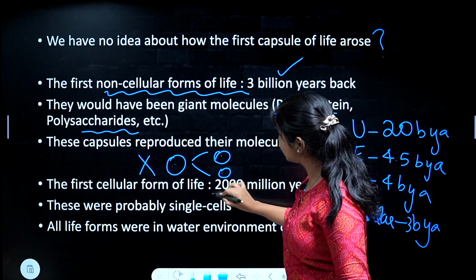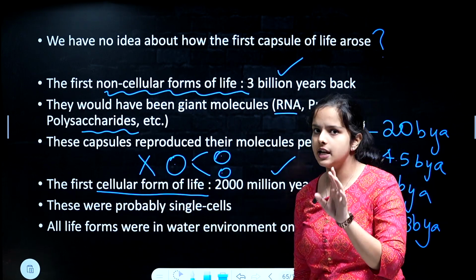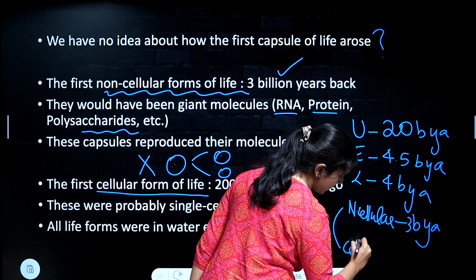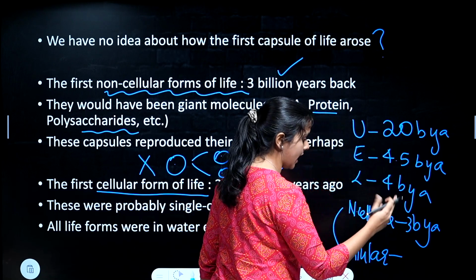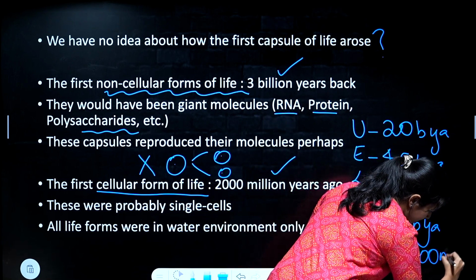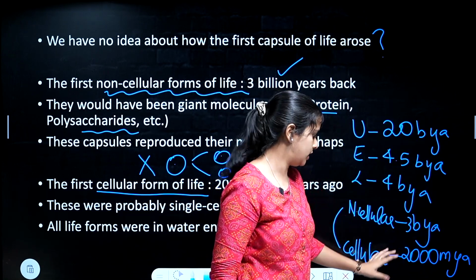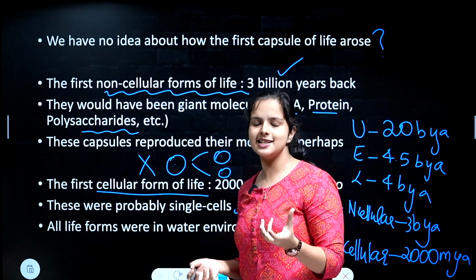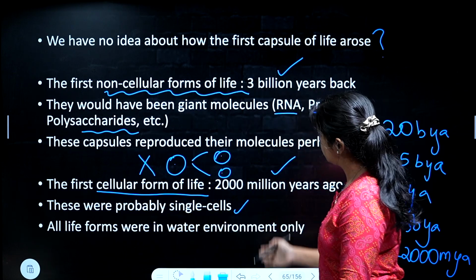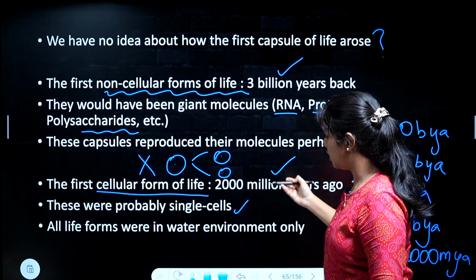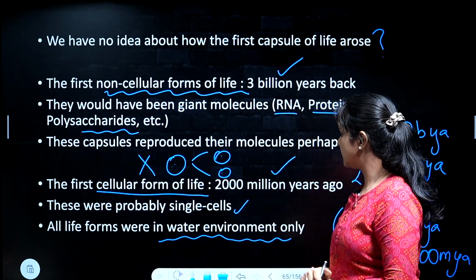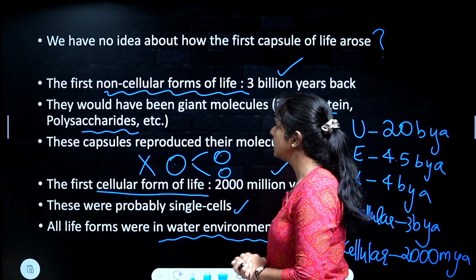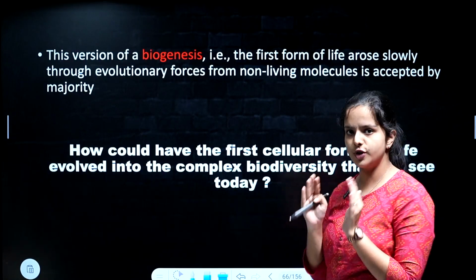Later on the first cellular form of life arrived about 2000 million years ago. So the non-cellular forms arrived about 3 billion years ago, and after a long gap, cellular life arrived. Cellular life forms arrived about 2000 million years ago. It's 2000 million and not billion. So that's how cellular forms arrived, and these were probably single cells, which later developed into multiple cells. And as some of you may already know, all life forms arrived in a water environment, and then it gradually developed onto land. So that's a small version of how life arrived.